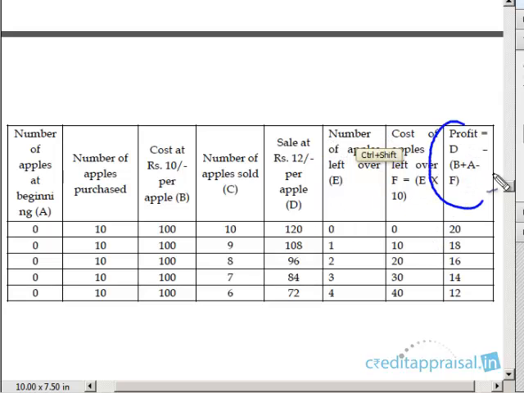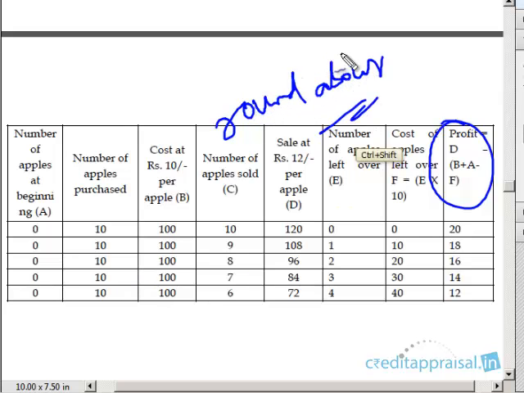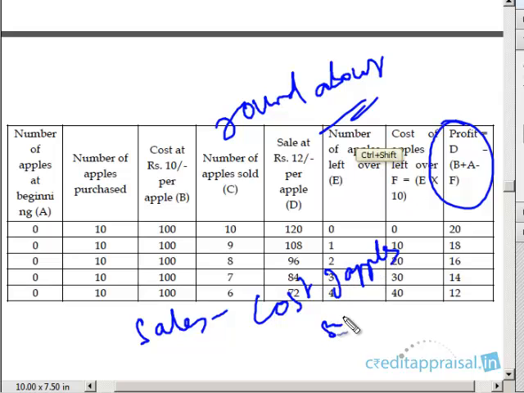Now you will ask, why are you taking this roundabout route? This seems to be a roundabout way of doing things. The earlier way in which we arrived at the profit was a simpler approach: sales minus cost of apples that were sold. Only for those apples which were sold, let us take the cost. So this is a direct approach. So why are we taking this roundabout approach?